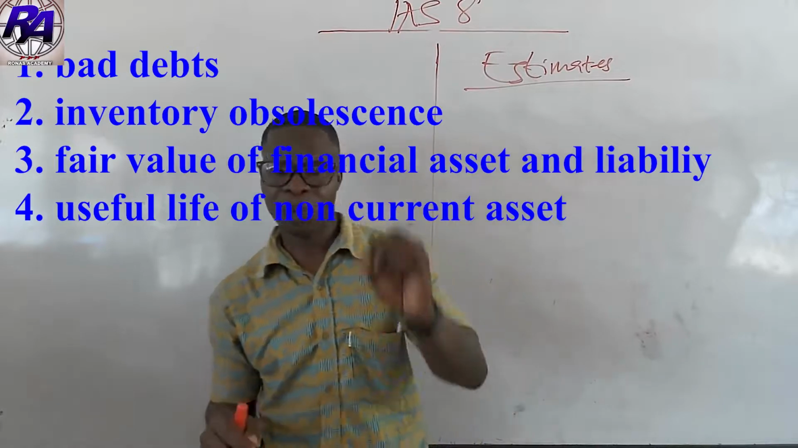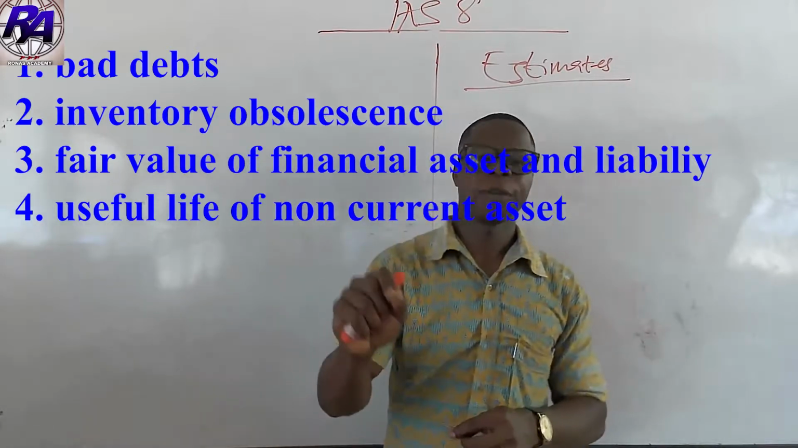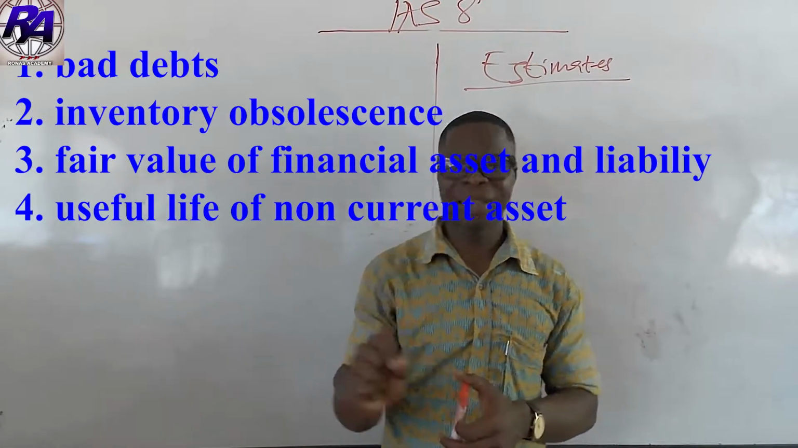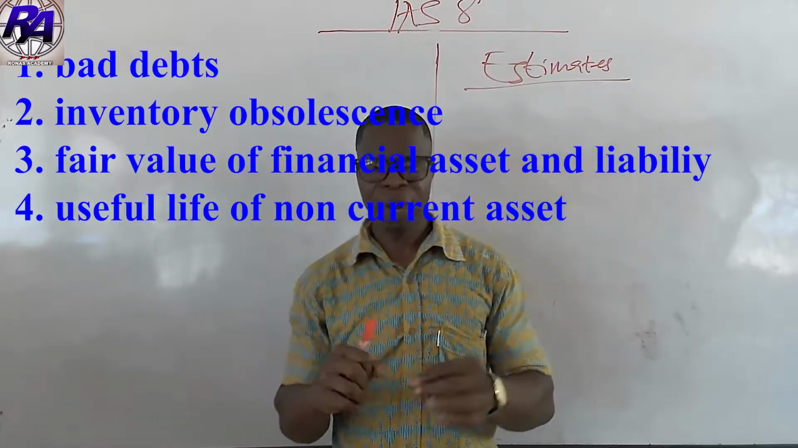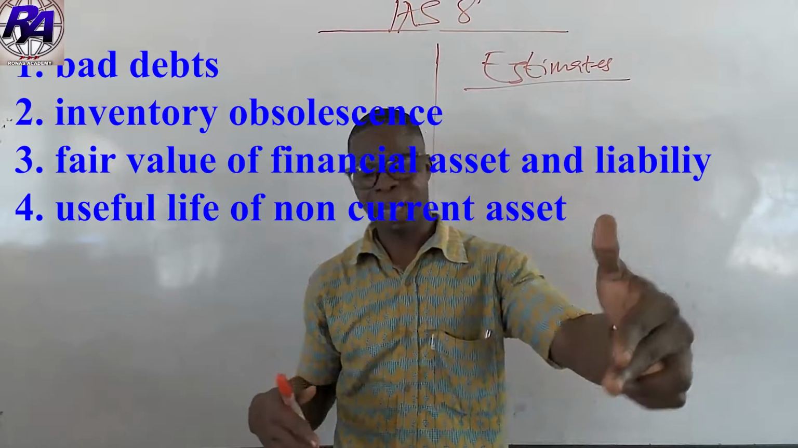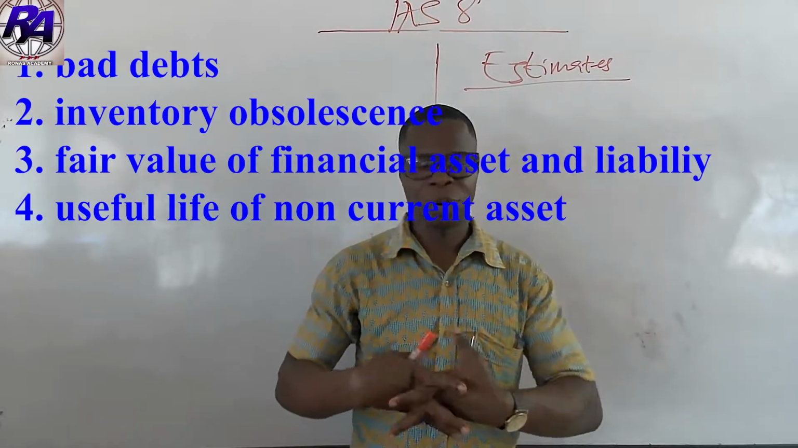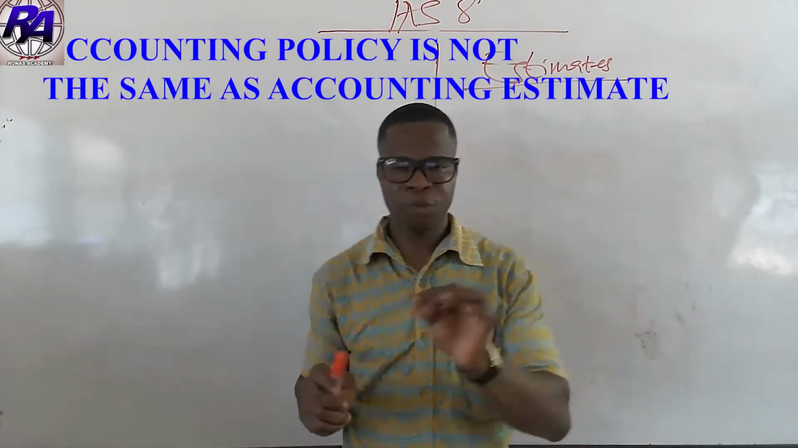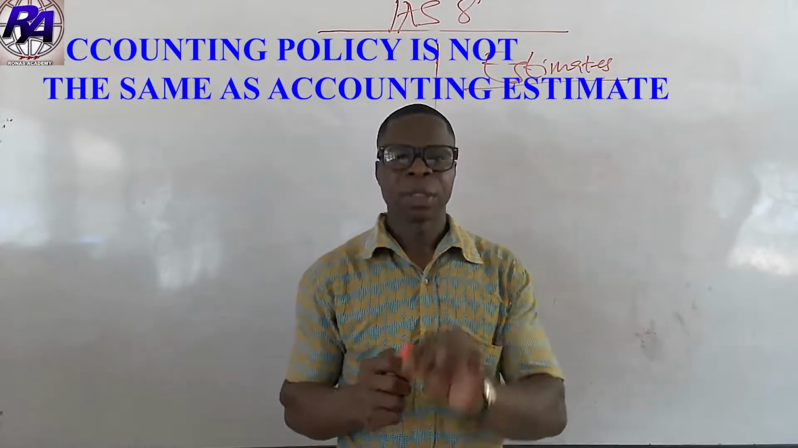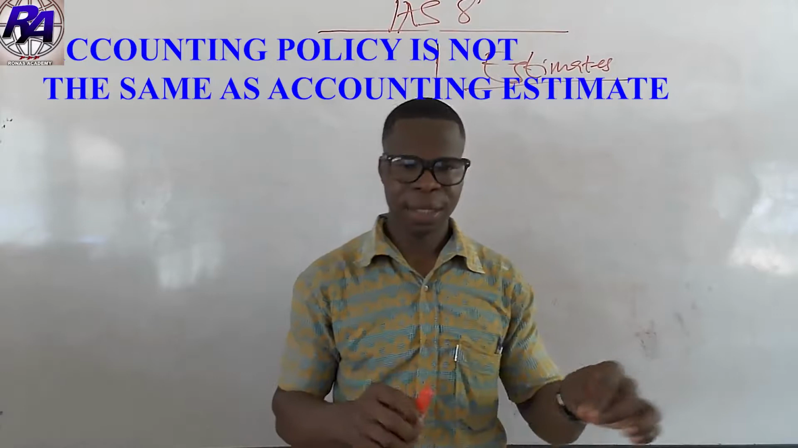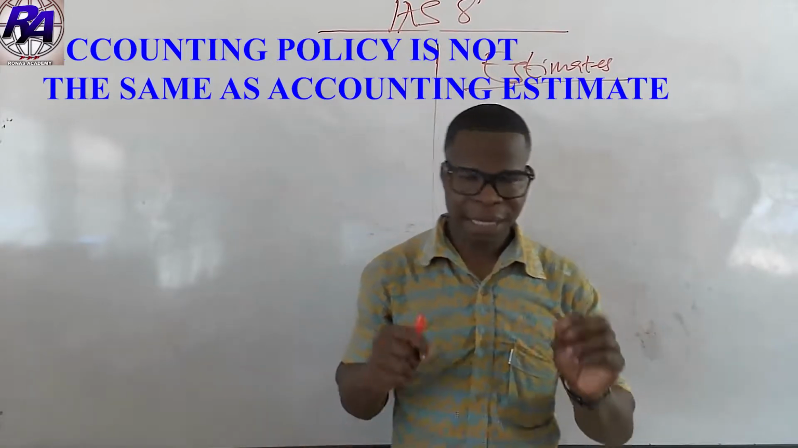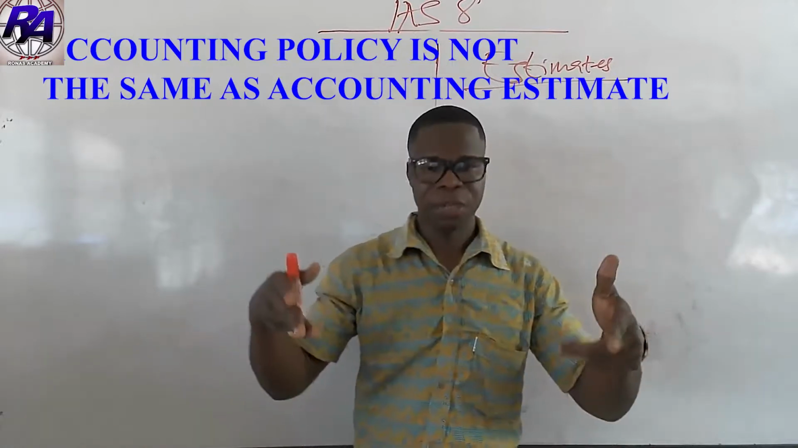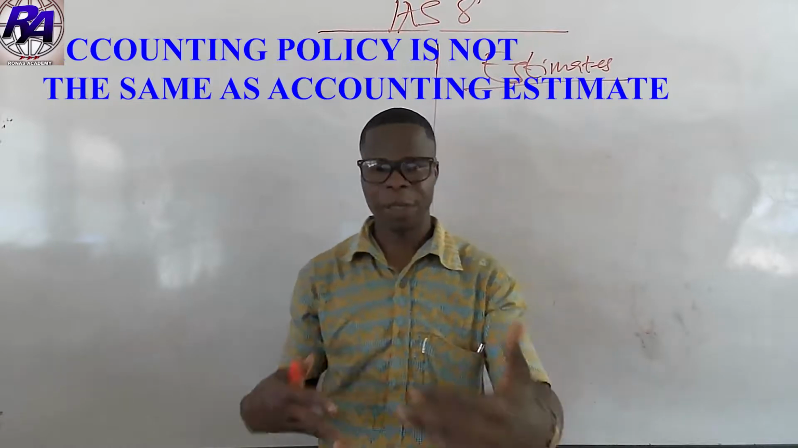The typical one that we always meet is the useful life of a non-current asset. They are all estimates because management is supposed to use their subjective intuition in trying to come out with a figure and present that in the statement of financial position or the income statement. There is a wide difference between estimate and policy. Don't complicate yourself with policies and estimates. Remember that estimates are subjective in nature. It is the use of management intuition to come out with some figures, and they present them on the face of what? The financial statement.